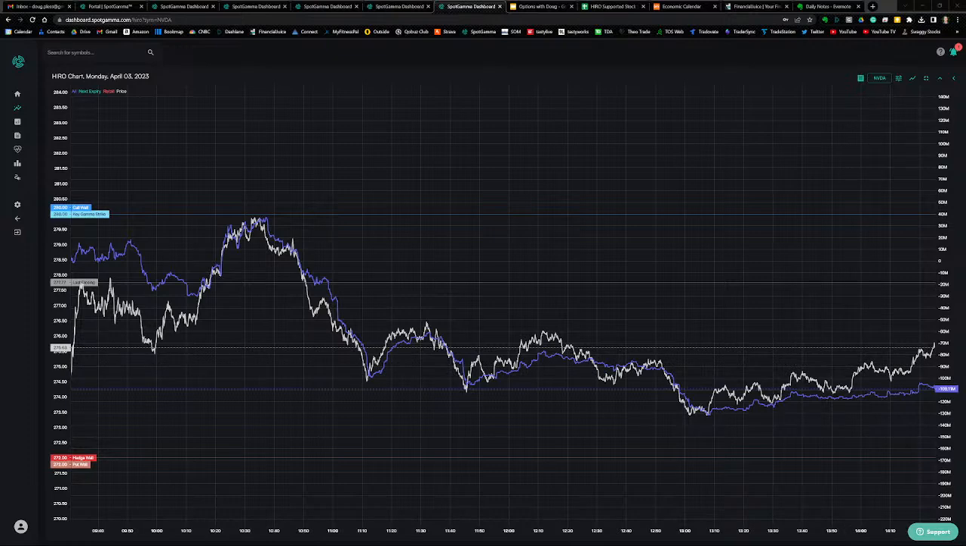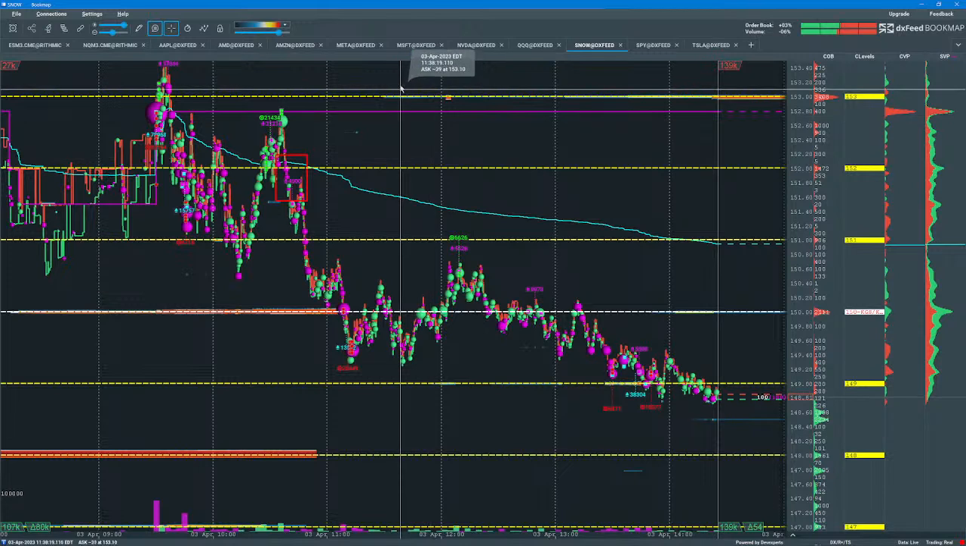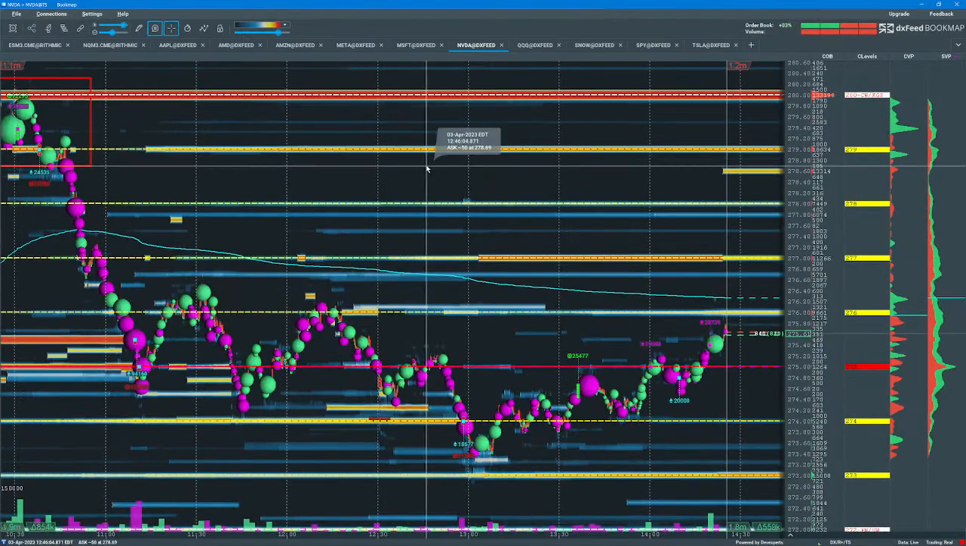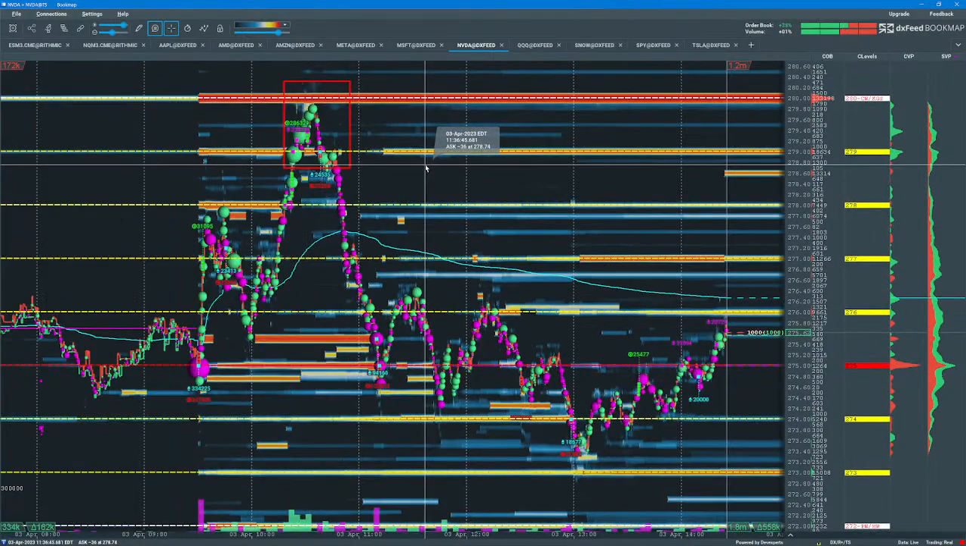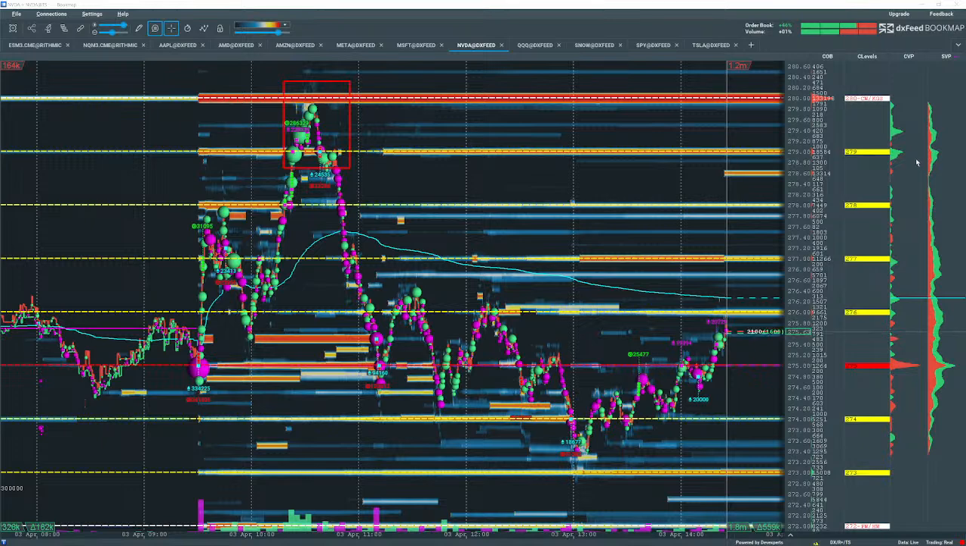Right, so let's go take a look at Bookmap now for NVIDIA. And there's the reversal at the 280 call wall key gamma strike. Note the high liquidity at that level. Price doesn't quite make it up there and reverses lower. And let's go back.